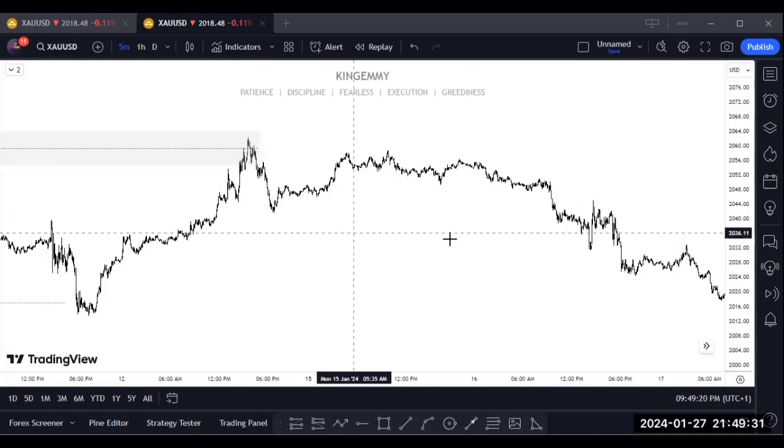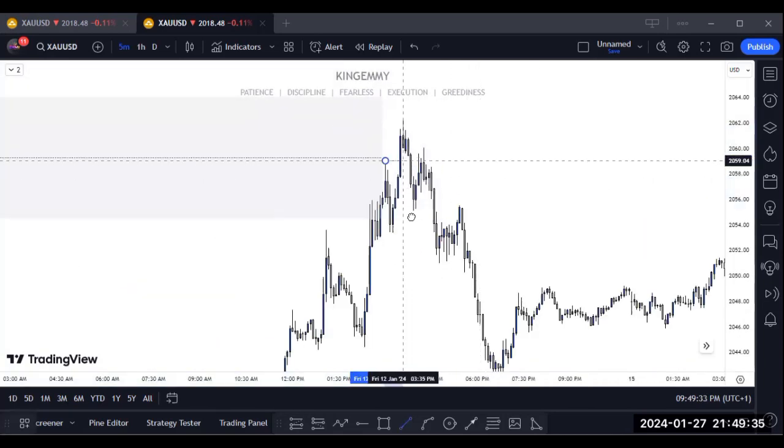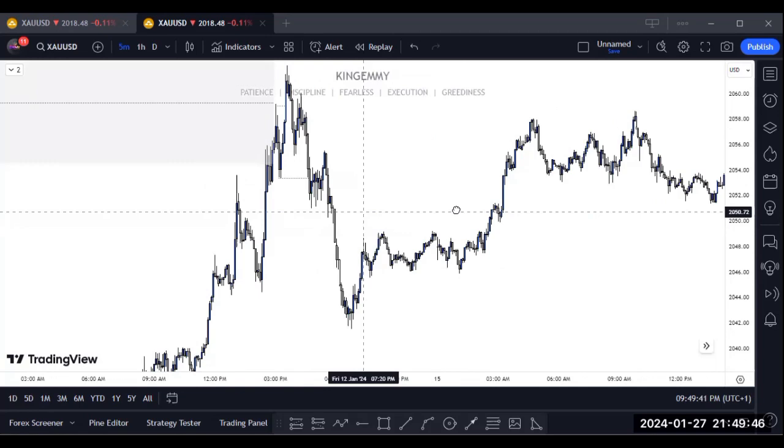So what do I have here? I have my sweep here, first here. Right? Then do I have any liquidity here? Don't think so. So this is more or less like a type 2 entry model.